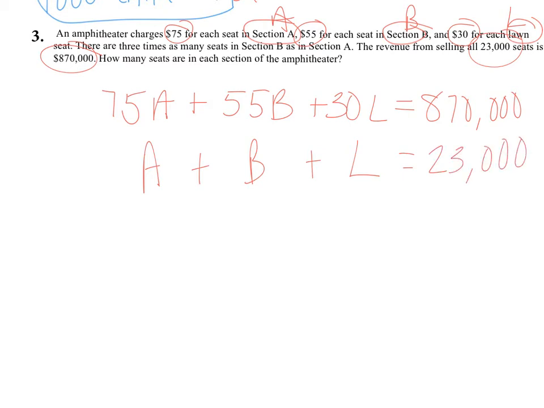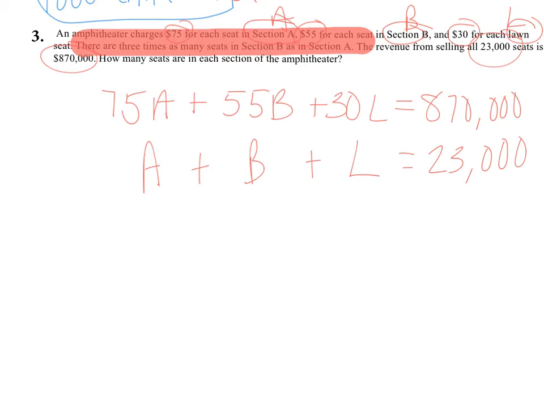Now, the third equation is a little bit more tricky because it says, and I'll highlight it here, there are 3 times as many seats in section B as in section A. Now, here's where it gets a little confusing. You might think, well, maybe I'll write this as there are 3 times as many seats in section B as there are in A. You might set it up as 3B equals A.